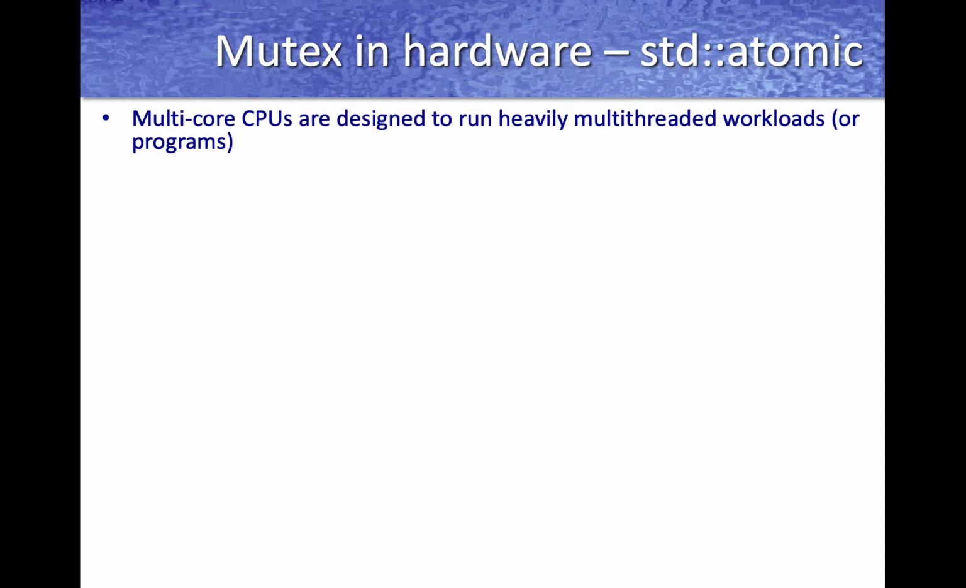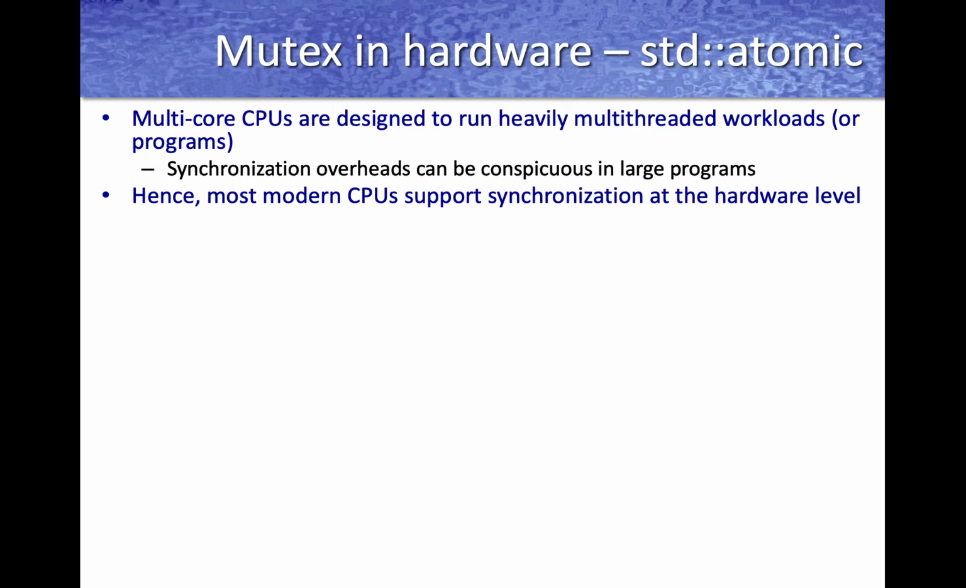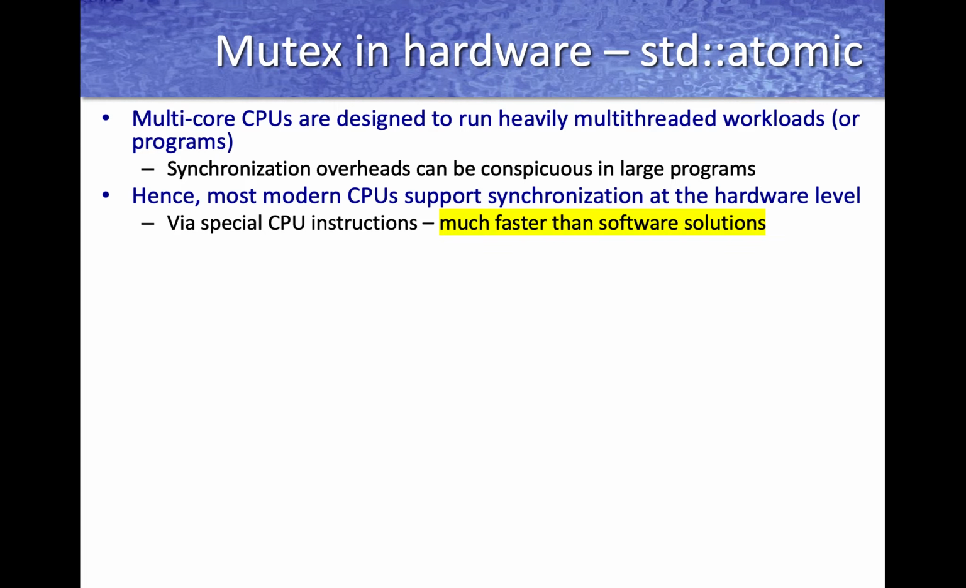Another way to work with critical sections or to work with mutexes is to use what are known as atomic variables. Here, with multi-core CPUs, which are designed to run heavily multithreaded programs or workloads, synchronization can become a big overhead in large programs. So most modern CPUs support synchronization at the hardware level. And these are accomplished via special CPU instructions. And since these are at the CPU level, they tend to run much faster than software solutions. Keep in mind, it is still a little overhead to use atomic. It's just a little bit faster than using a lock guard and a mutex.